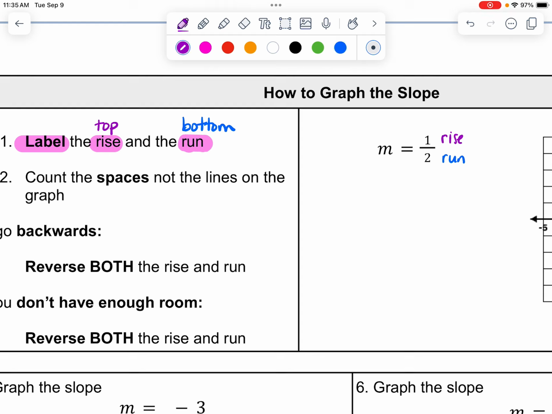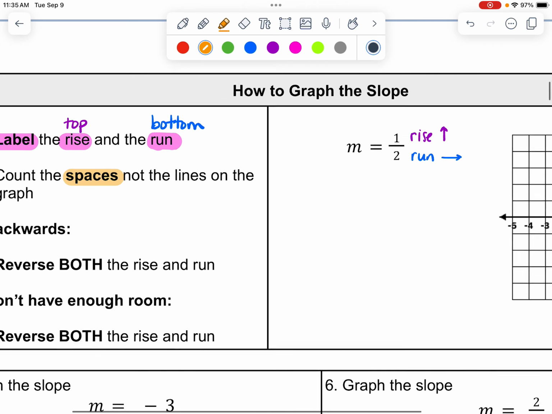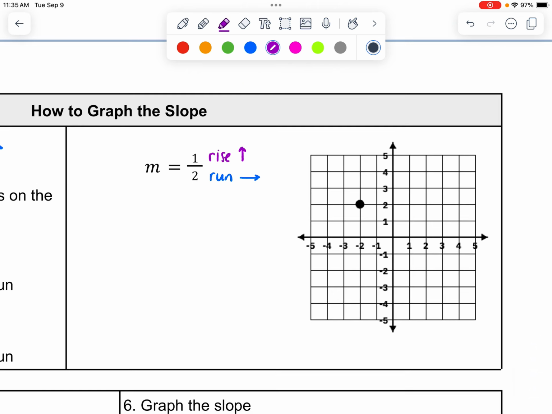Now, that means that when I count this on the graph, my rise is positive, so I'm going to go up 1 space. And my run is positive, so I'm going to go right 2 spaces. When I do my counting, I need to make sure to always count the spaces that I'm jumping, not the actual lines on the graph. So here's what I mean by that. Starting from this point that I already have, I'm going to count so that I go up 1 space. That's my rise. Then I'm going to count so I go over 2 spaces. That's my run. And wherever I land, I'm going to put a point there.